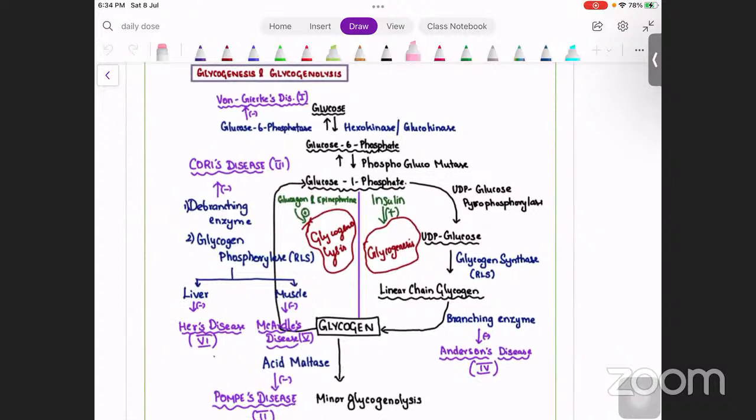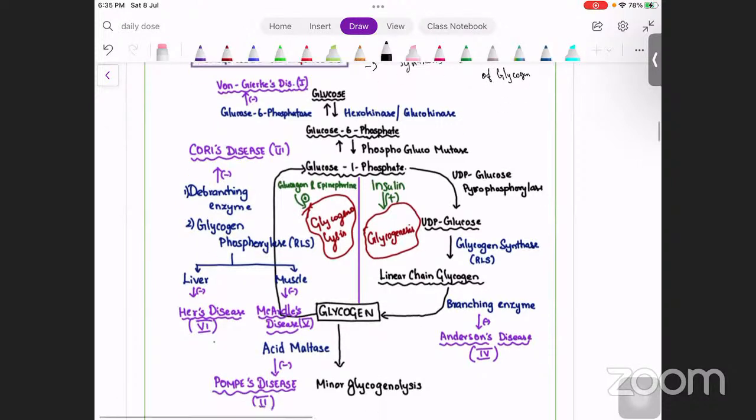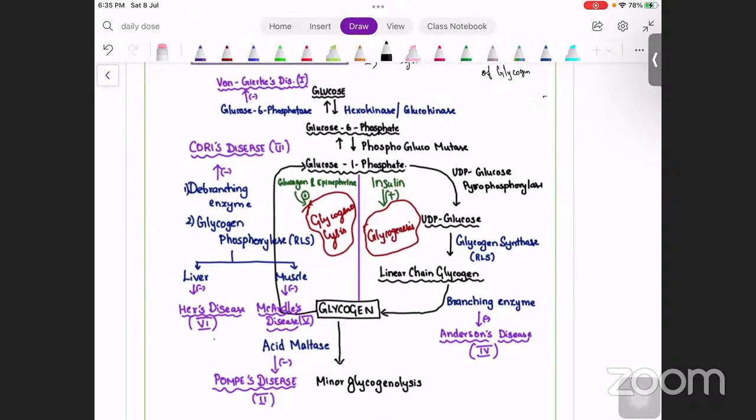Glycogenesis and glycogenolysis: the synthesis and breakdown of glycogen. Another 7-star rated image. You cannot find this image anywhere. It is a very important image, and this whole image is a 7-star rated topic that you should not miss. First one is the formation of glycogen.